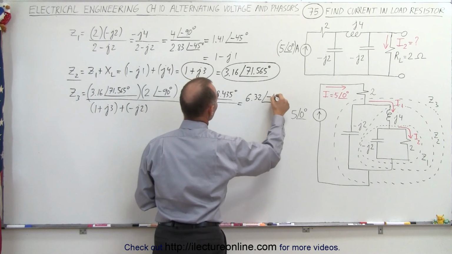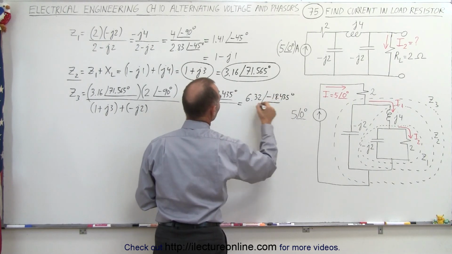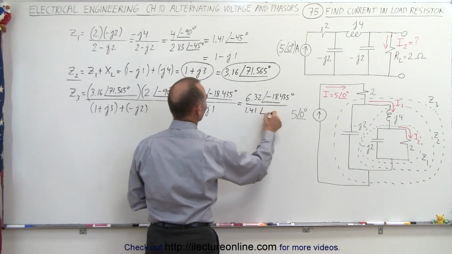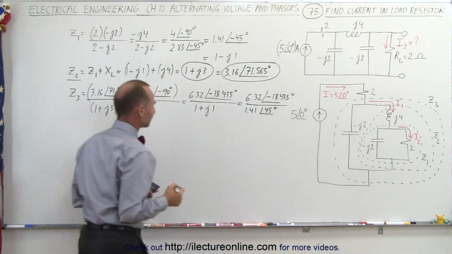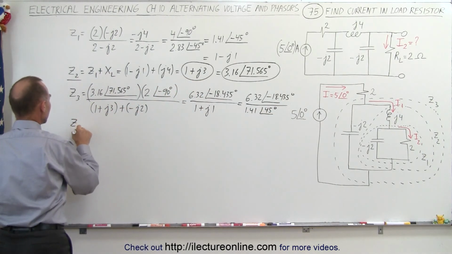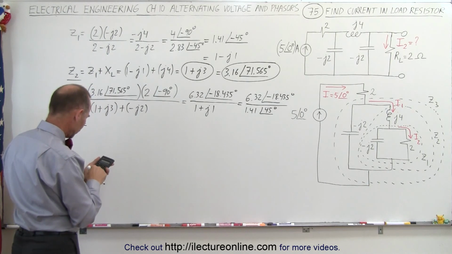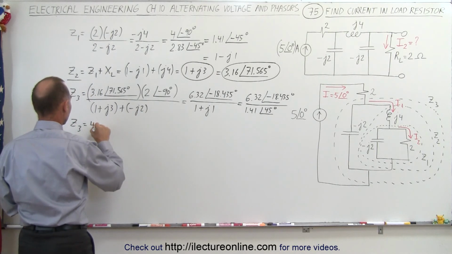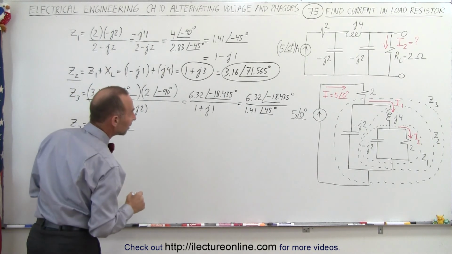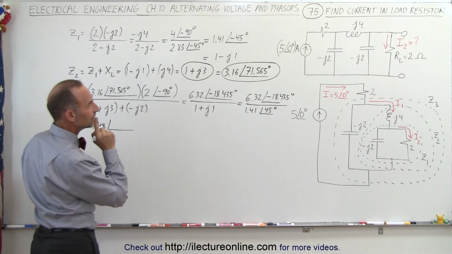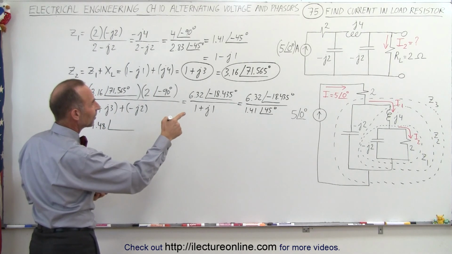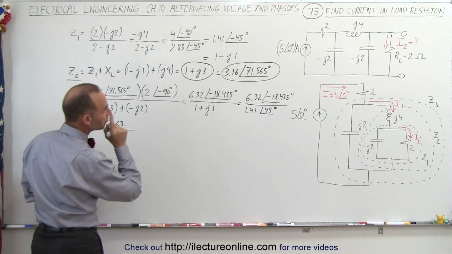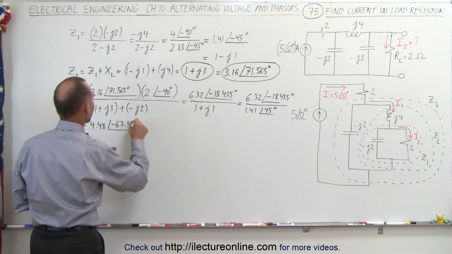6.32 with a phase angle of minus 18.435 degrees, divided by the square root of 2, which is 1.41 with a phase angle of 45 degrees. So finally, Z3 would be equal to 6.32 divided by 1.41. That gives us 4.48, with a phase angle of, add 45 to that, so that's minus 63.43 degrees.